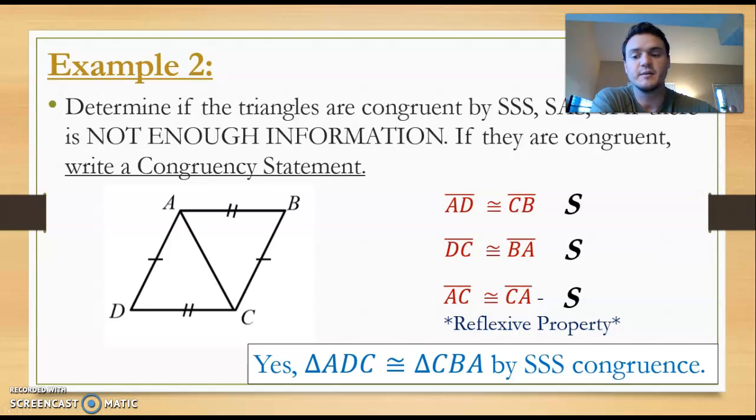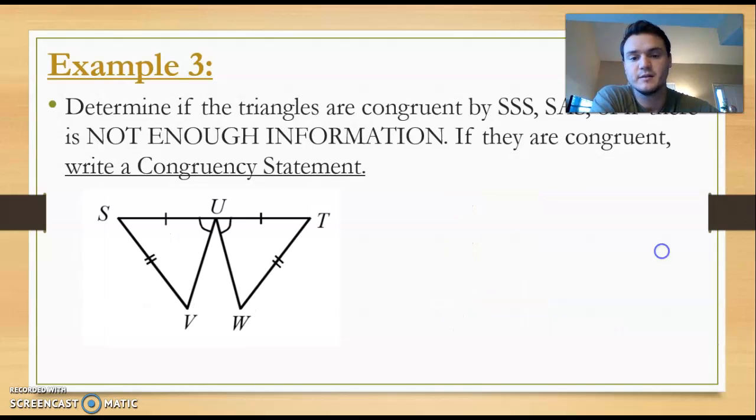If these are troubling at all, just rewatch these videos until you fully understand exactly what's being said here. All right, example 3. Here we have another pair of sides. SU and TU are congruent, and TW and SV are congruent. And they also tell you that these two angles are congruent by these arc marks.